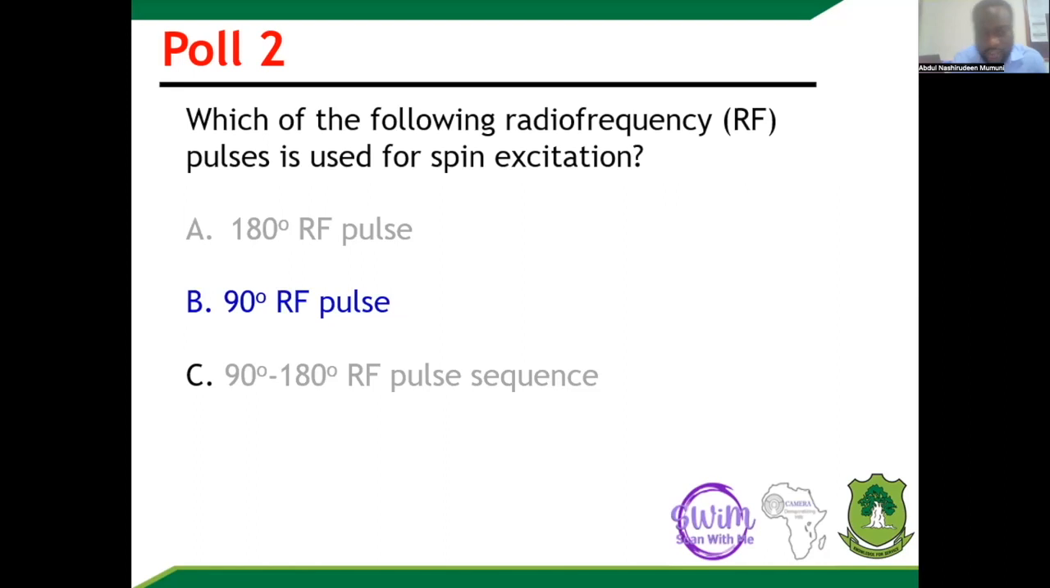The 90-degree RF pulse does excitation because it is a pulse that we apply to tip the M naught 90 degrees, and then we switch it off and it relaxes to release the signal. So we call that the excitation pulse. The 180-degree pulse is an inversion pulse. I'll explain that when we get to the spin echo sequence. Let me get there first. So the excitation pulse is 90 degrees.